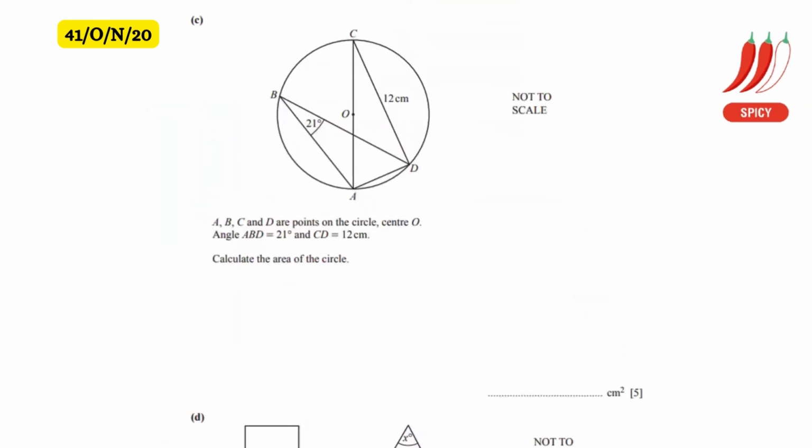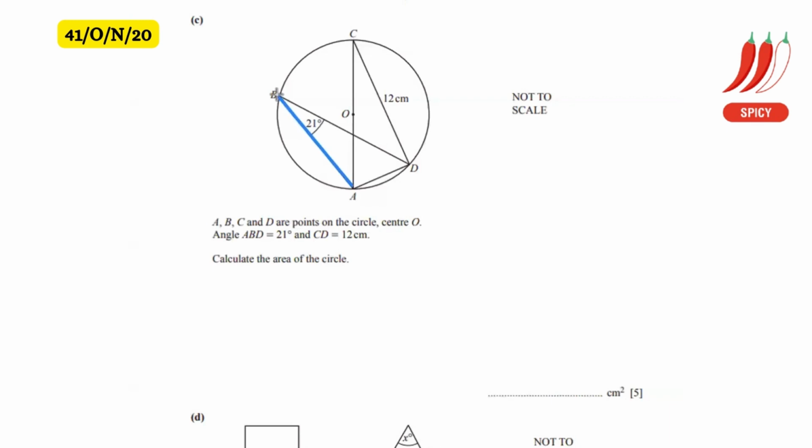Then part C says that A, B, C and D are points on the circle center O. Angle ABD equals 21 and CD is given as 12. Calculate the area of the circle. So to calculate the area of the circle, we need to remember our circle theorems for this question. First circle theorem we're going to focus on is angles coming out of the same chord.